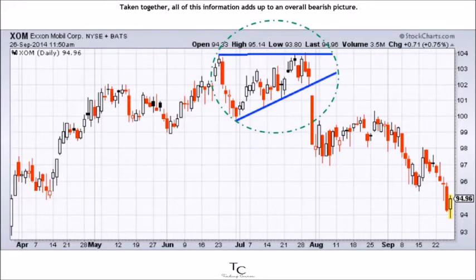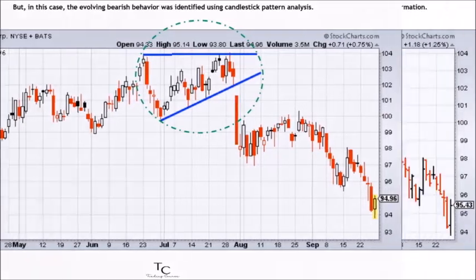Taken together, all of this information adds up to an overall bearish picture. An ascending triangle is traditionally recognized as a bullish chart pattern. But, in this case, the evolving bearish behavior was identified using candlestick pattern analysis.